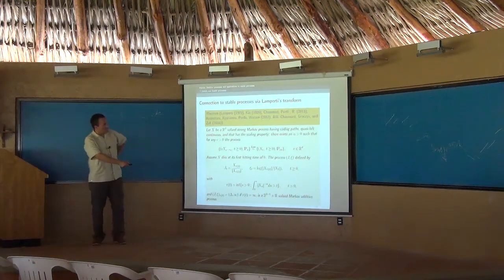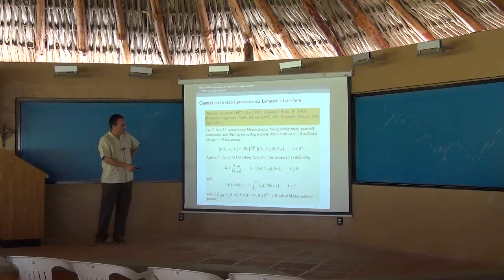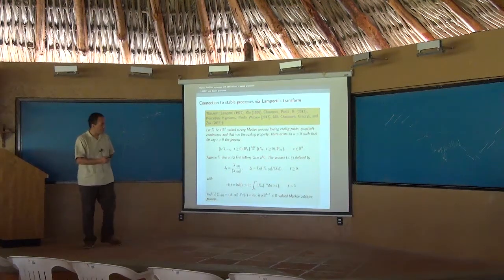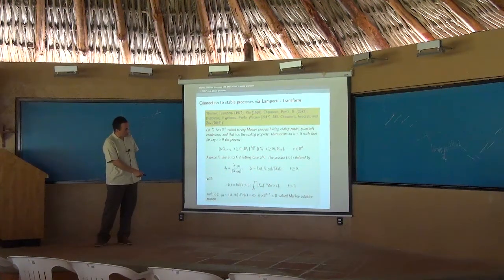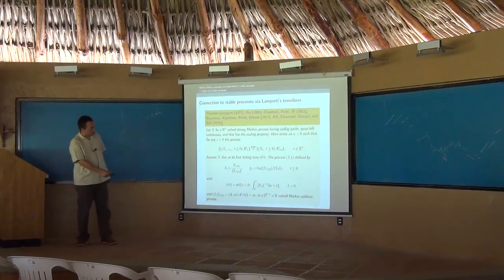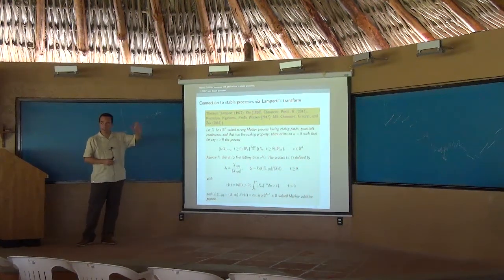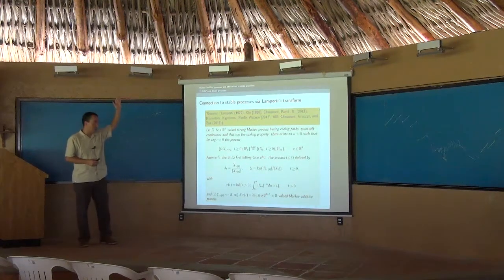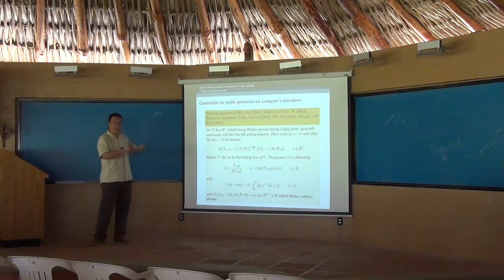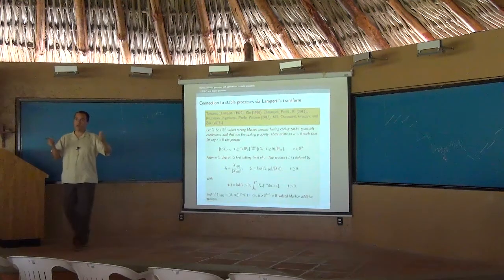And we define a new process, J and psi. J is the angle of the process, and psi is the log of the radius. But both of them are defined in the scale of time given by this functional. This functional is running faster when x is close to 0 and slower when x is far from 0. So that makes the path squeezed or enlarged when we are close or far from 0.